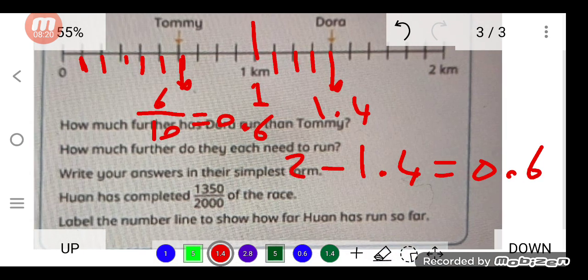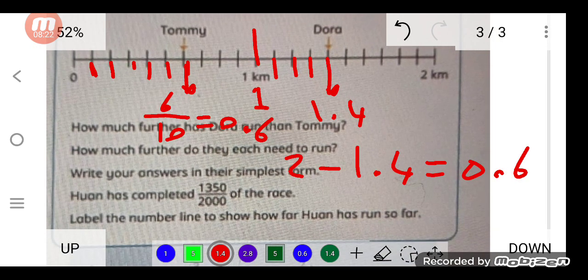What about Tammy? You do the same thing. You subtract 2 minus what Tammy has completed, which is 0.6. So you get 1.4. So Tammy needs 1.4 kilometers to continue the race.